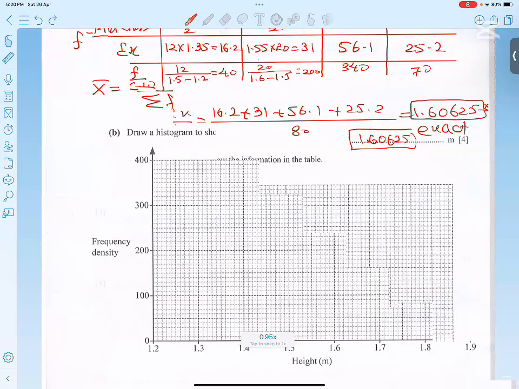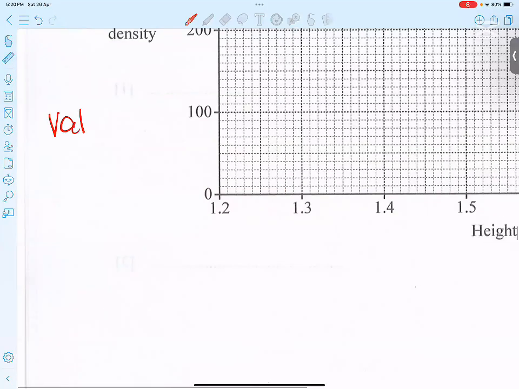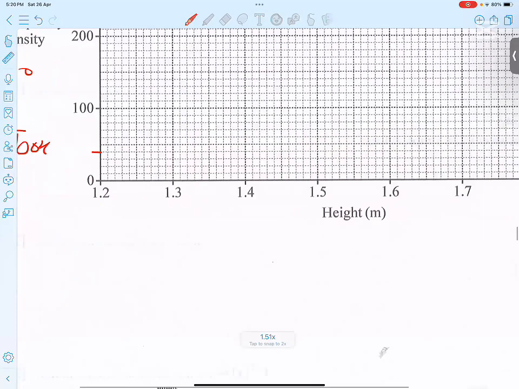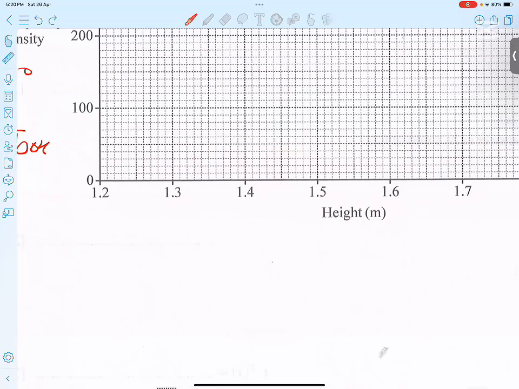When you don't know, I taught a formula. What formula did I teach you? Value by number of boxes. So 100 is the value and 10 boxes, cancel. One box is representing 10. Then where's 40? 10, 20, 30, 40. So this is 40. And I will take it from 1.2 till 1.5. And this is my first answer.